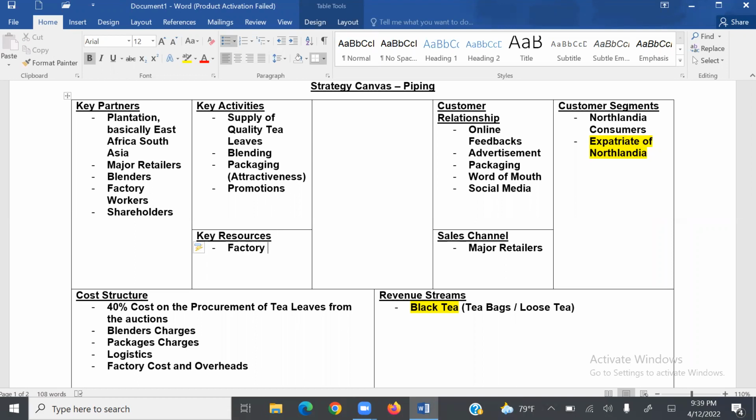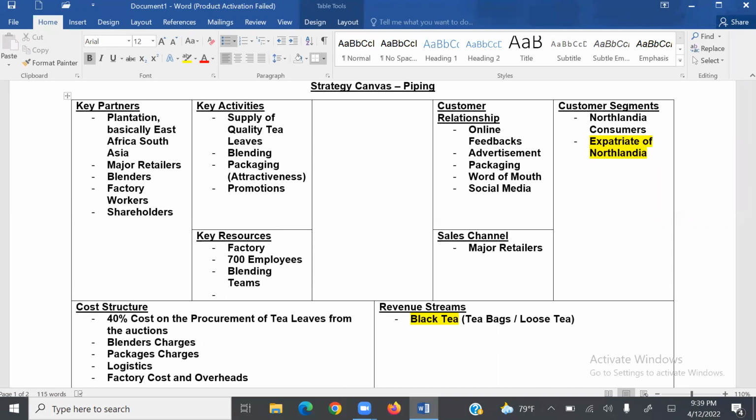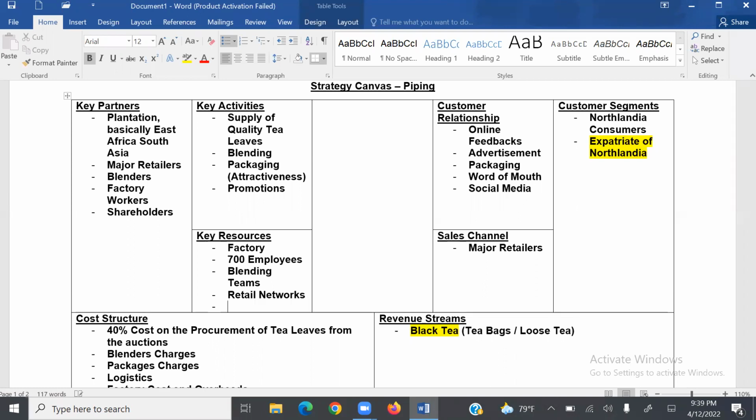Factory is very important. And the employees, the workforce, 700 employees are there in the factory, because that is a key resource at the moment. And the blending team, because that is another very important aspect, because of the areas where they are generally blending. And then the retail network, what do you think? Does it play a major role? Of course. Yes. The retail network, okay, that is very important.